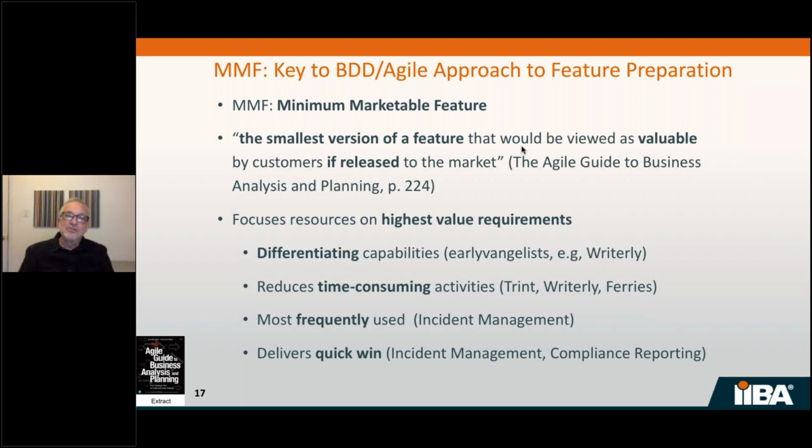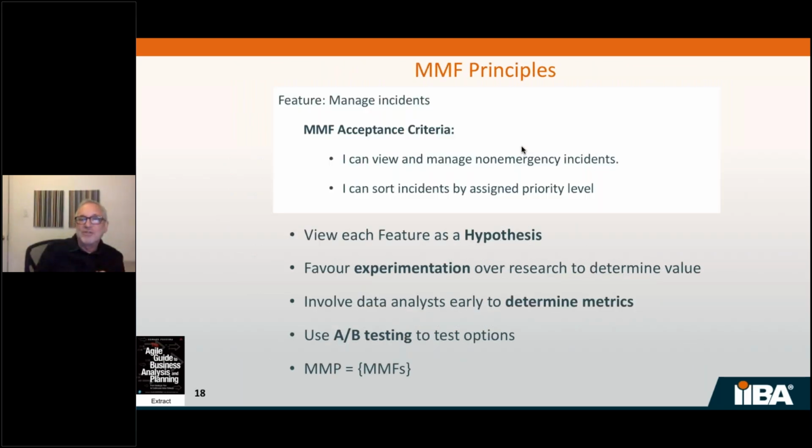And then we also look at requirements that are very frequently used. So for example, if you're working on an incident management system, you might look at the types of incidents that are taking up most of the time of the people who are in support. And your minimum marketable feature might focus on those incidents at the expense of others. And finally, we're looking for ways to deliver a quick win. We're looking for features and aspects of features that can be done very quickly to demonstrate to the business that we've got something good here, and also something that they can start to play with and we can learn from, through their interactions.